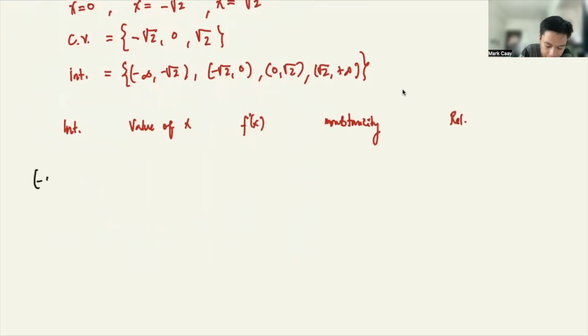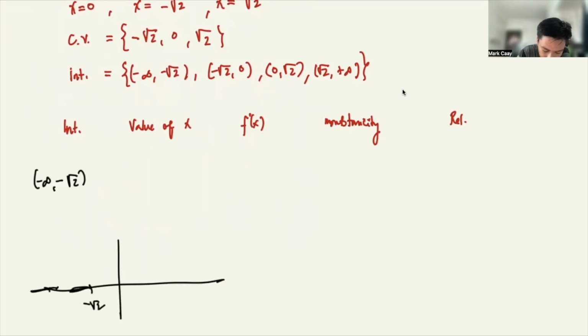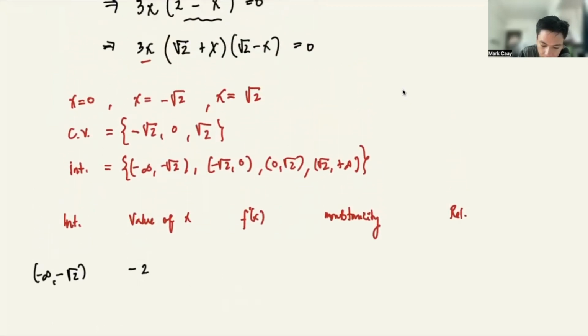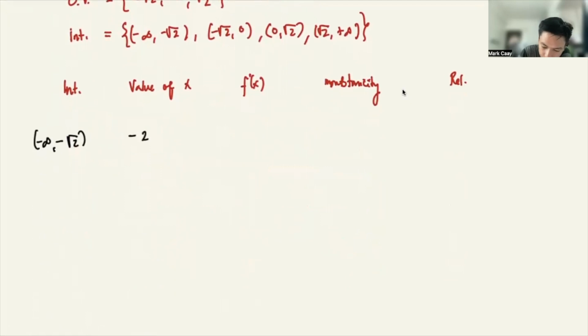Okay, so first interval, negative infinity to negative square root of 2. We will pick a value belonging to this interval. Numbers before negative square root of 2 from negative infinity, we can pick negative 2. So that is the value of x I will use. So I will plug in negative 2 into f prime of x. What was f prime of x again? That's 6x minus 3x cubed. Let me write it here as scratch. 6x minus 3x cubed. Plug in negative 2 there. I'll leave the substitution to you. I think what I get here, correct me if I'm wrong, is 12. So 12 is greater than 0.